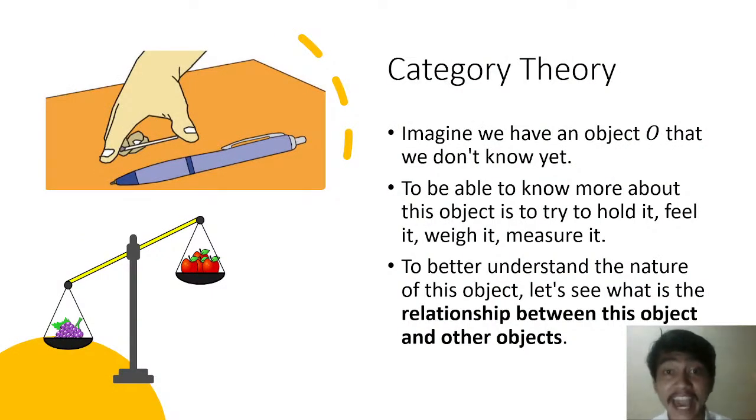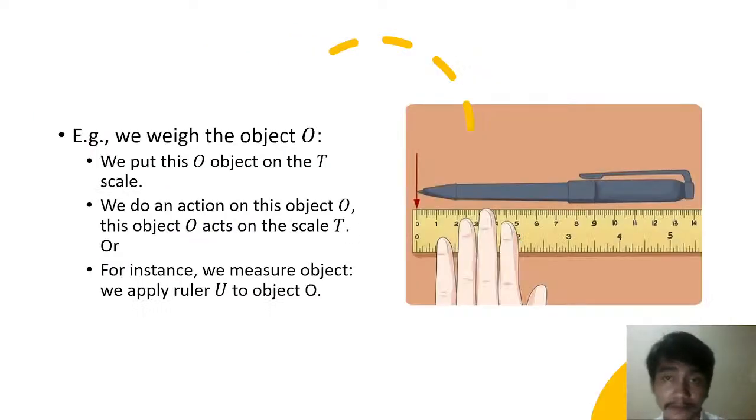Imagine we have an object O that we don't know yet. To be able to know more about this object is to try to hold it, feel it, wave it, or measure it. To better understand the nature of this object, let's see what is the relationship between this object and other objects. For example, we have the object O.